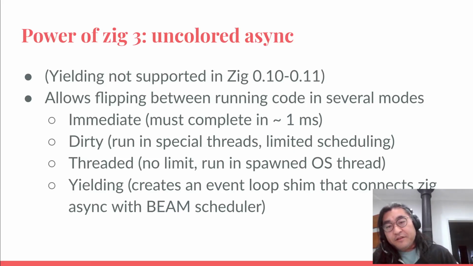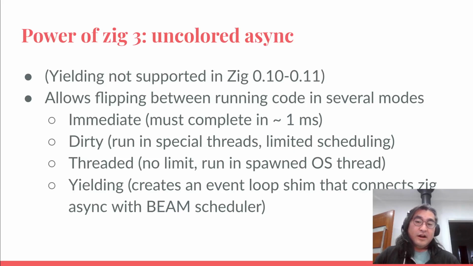So here's another benefit to Zig. There are several different execution modes that you can run your C ABI code in. And so there are a few restrictions. For example, all the code that I've shown you so far has been run in what's called immediate mode. This must complete in 1 millisecond.